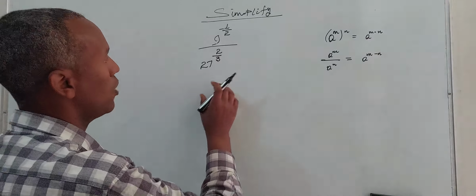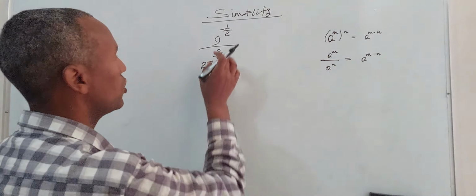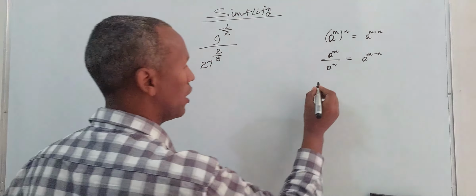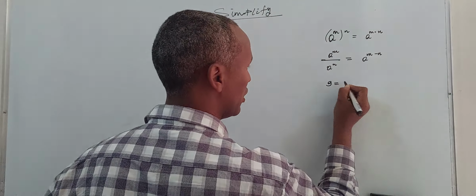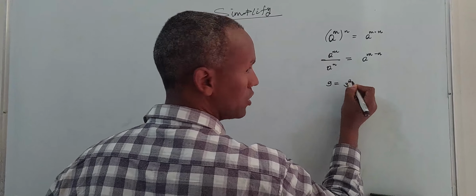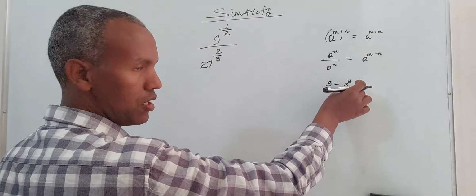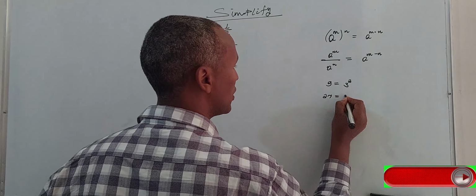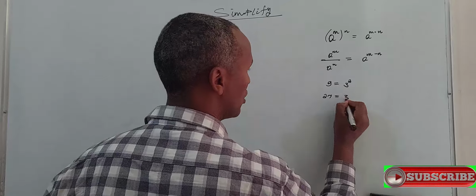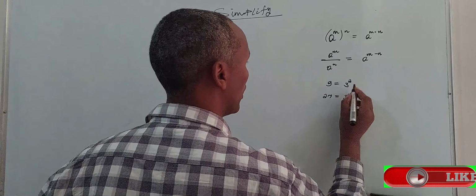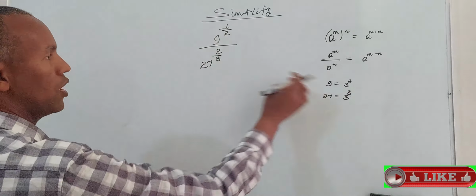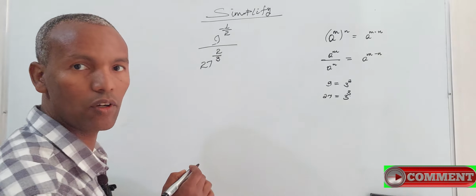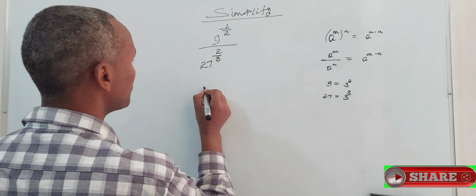Now, first things first, you need to know the 9 and 27. 9 equals 3 to the power of 2, right? And 27 is equal to 3 to the power of 3. Now you can plug these terms in over here.